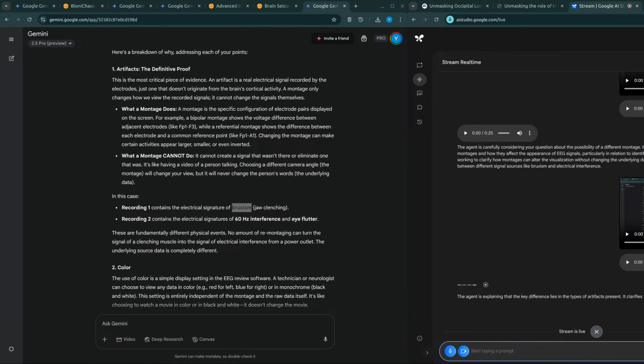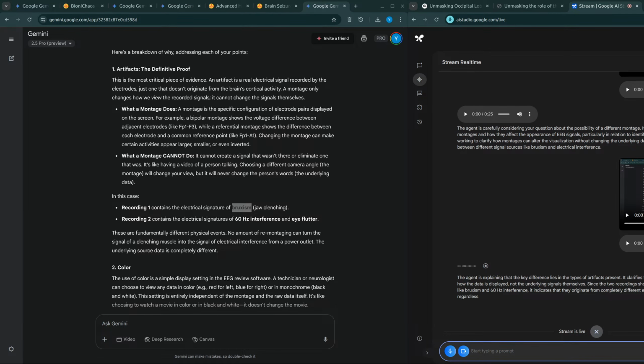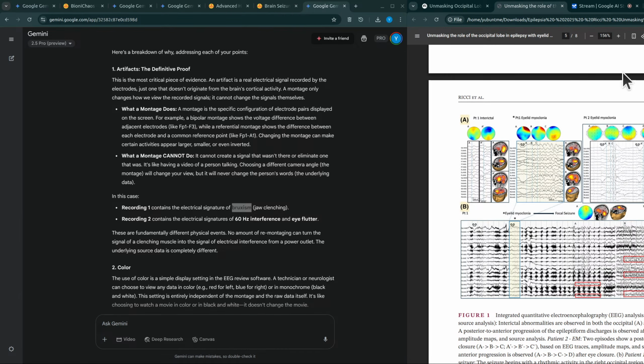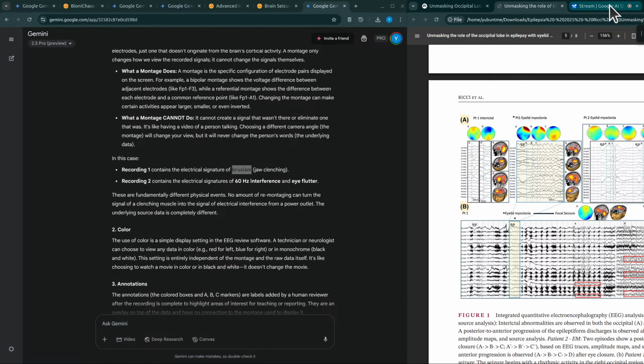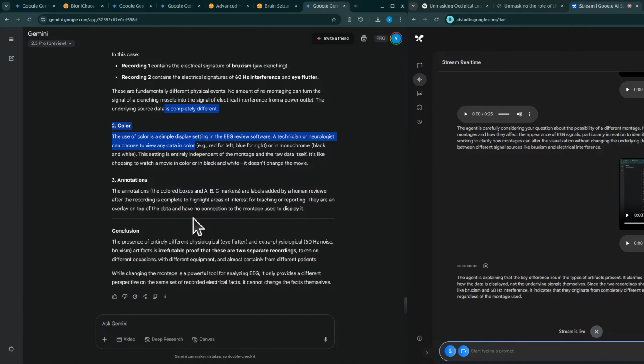The agent is explaining that the key difference lies in the types of artifacts present. It clarifies that montages only change how the data is displayed, not the underlying signals themselves. Since the two recordings show distinct types of artifacts, like bruxism and 60 Hz interference, it indicates that they originate from completely different events and sources, regardless of the montage used.